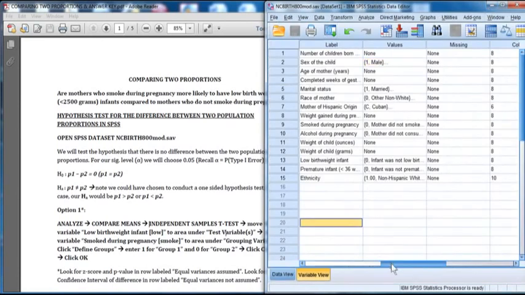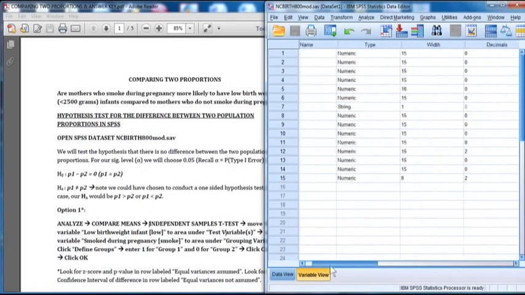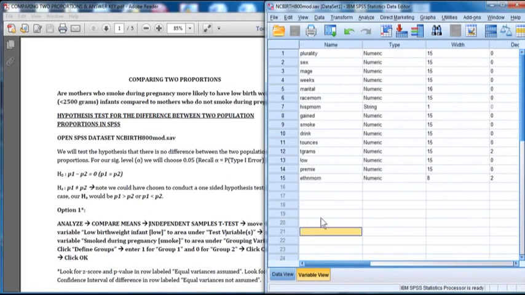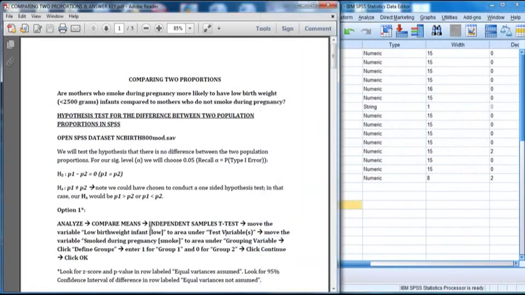So we get the mean calculated correctly, or the proportion calculated correctly. And also that enables us to use this independent samples t-test function in SPSS.